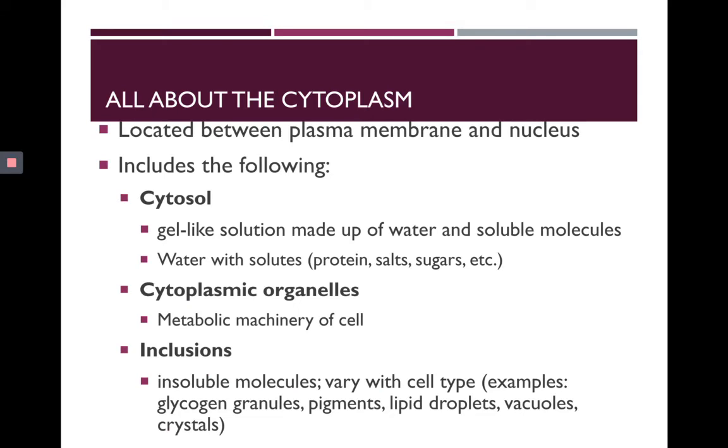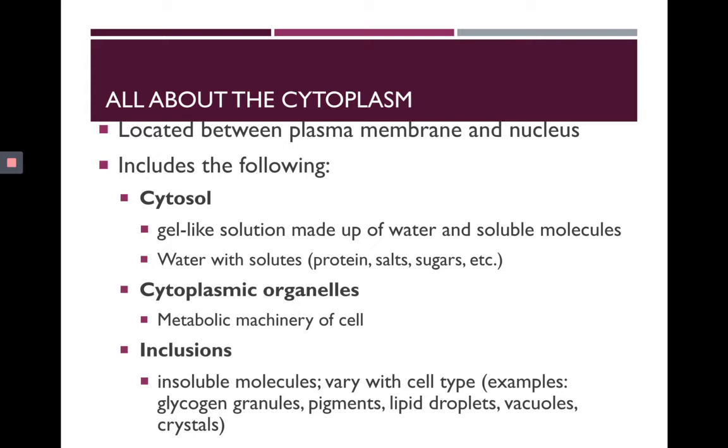Now, it says all about the cytoplasm, but it's really just the basics. First, what is the cytoplasm? Well, it's the fluid within the cell plus all of the cell machinery. We would call that fluid the cytosol, and it's a gel-like solution. It is mostly made up of water, but some soluble molecules that make it a little thicker. So it's basically water with solutes. It has some protein, salts, sugars, ions.